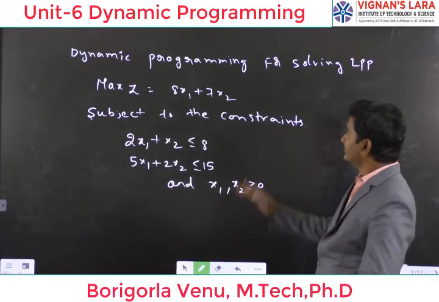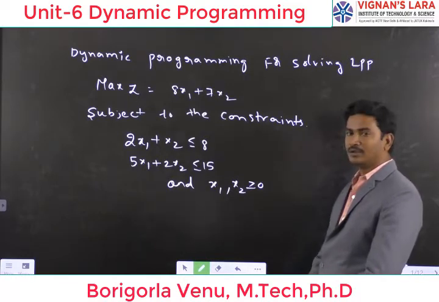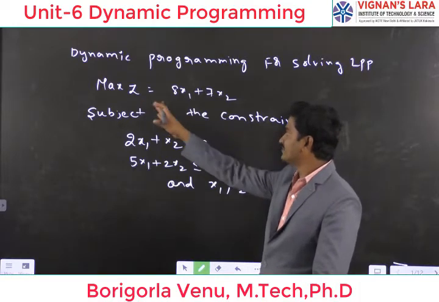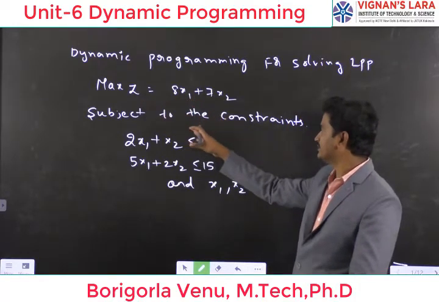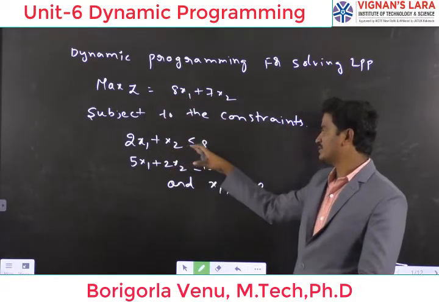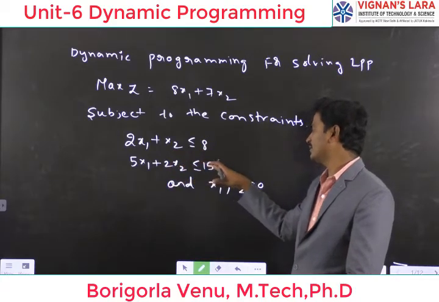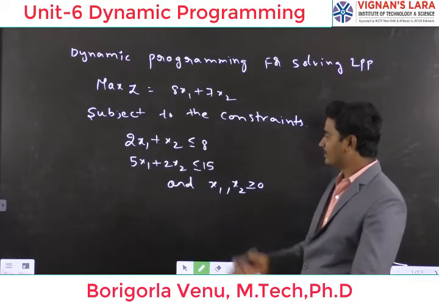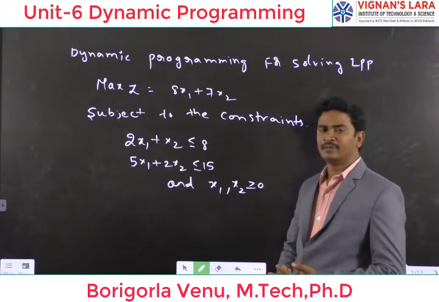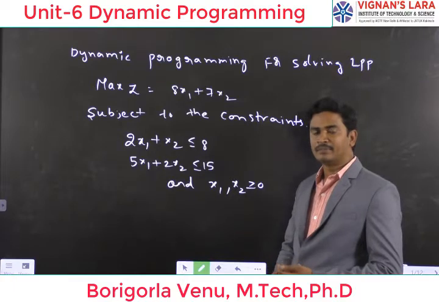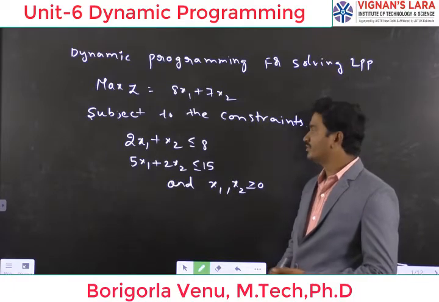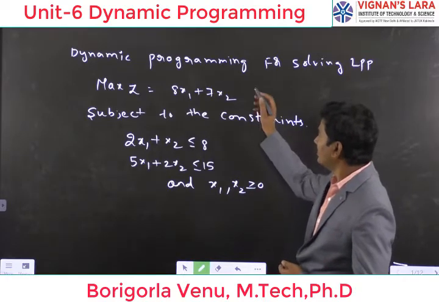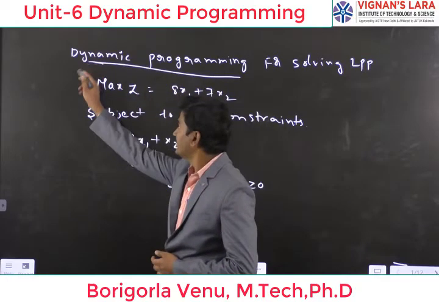Lecture. Today we are going to discuss dynamic programming with an example of an LPP. Here we have the LPP problem: maximize z equal to 8x1 plus 7x2, subject to the constraints 2x1 plus x2 less than or equal to 8, 5x1 plus 2x2 less than or equal to 15. In earlier lectures we solved this type of problem using the graphical method, simplex method, big M method, and two-phase method. Next, we are going to solve this problem with the help of dynamic programming.